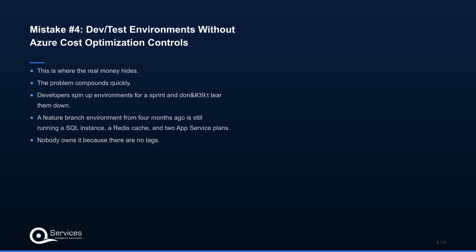In our Azure cost optimization work, organizations with 20 to 50 active developers typically run 2-3x the number of cloud resources they need at any given time.